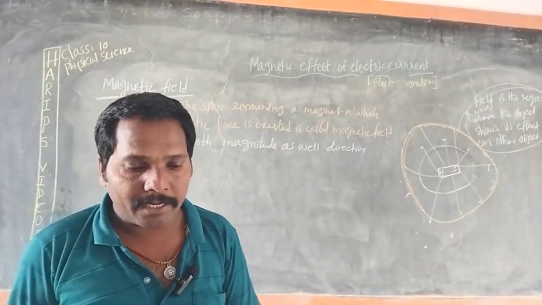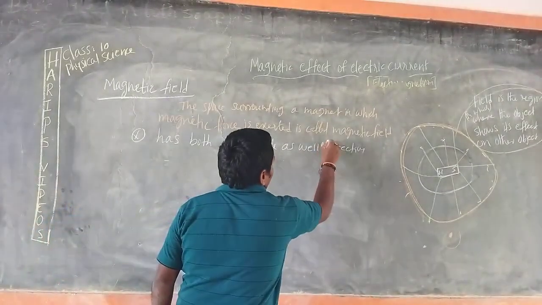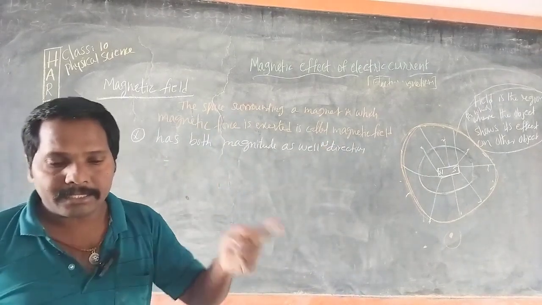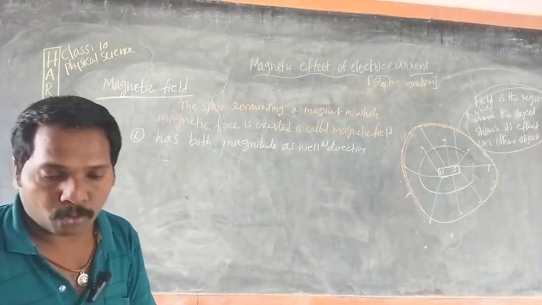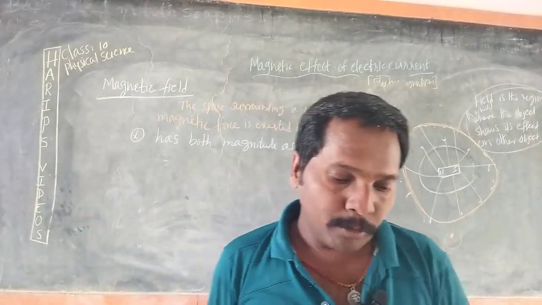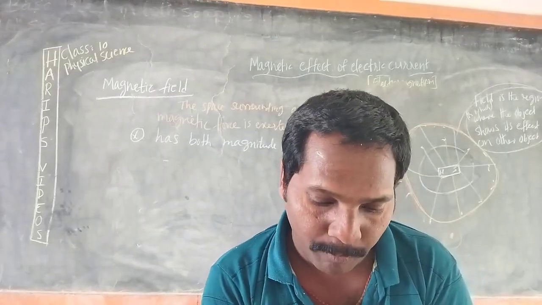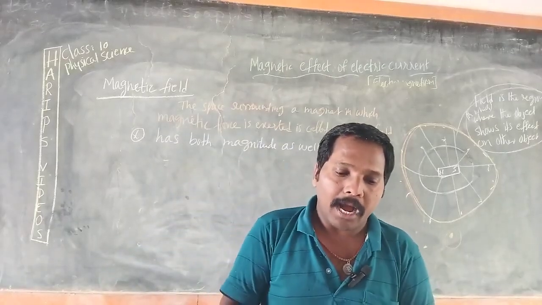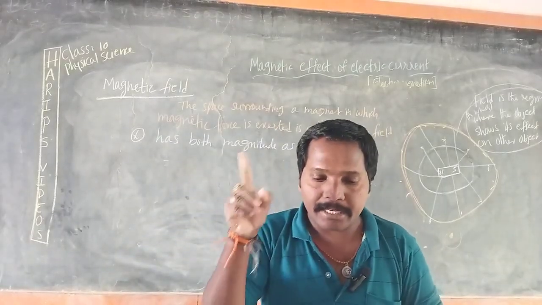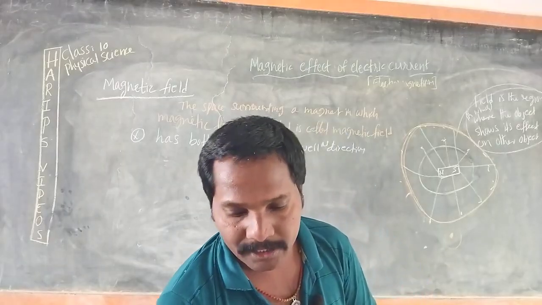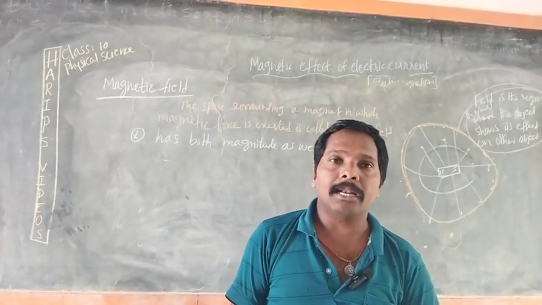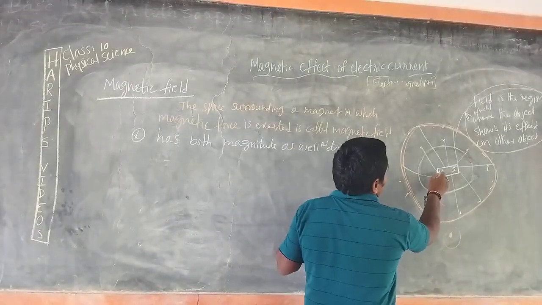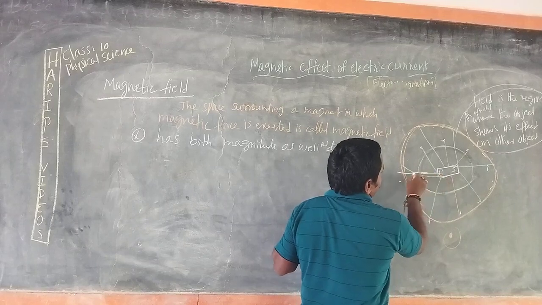The direction of a magnetic field at a point is the direction of the resultant force acting on a hypothetical north pole placed at the point. So this is the direction, hypothetical.